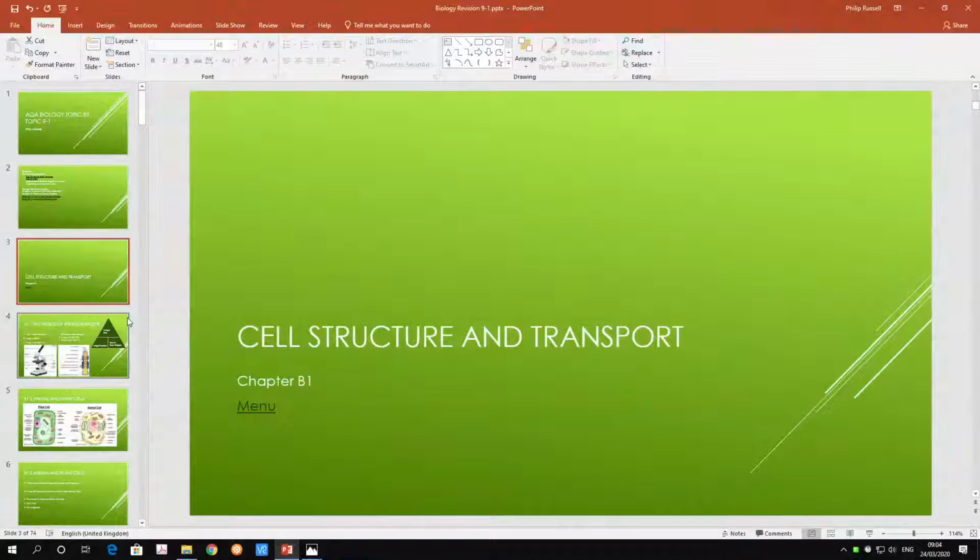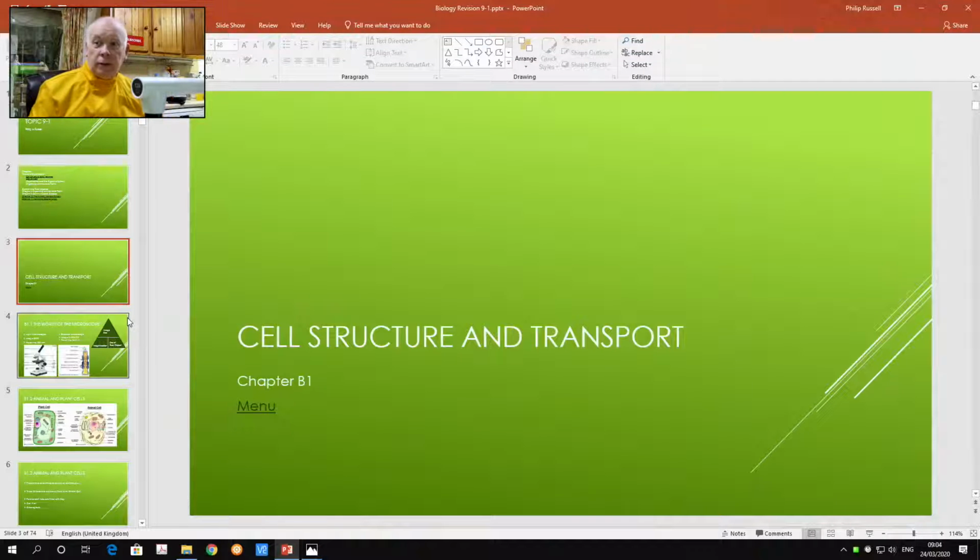Right, good morning. What we're going to have a look at today is biology, the AQA syllabus. We're going to make our way through this topic by topic. Our first topic is all about cell structure and transport, so let's get in and have a look at what we've got.